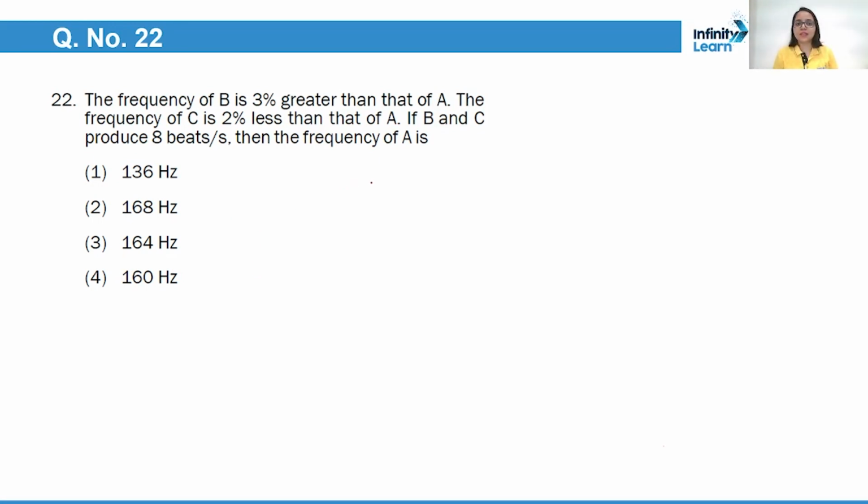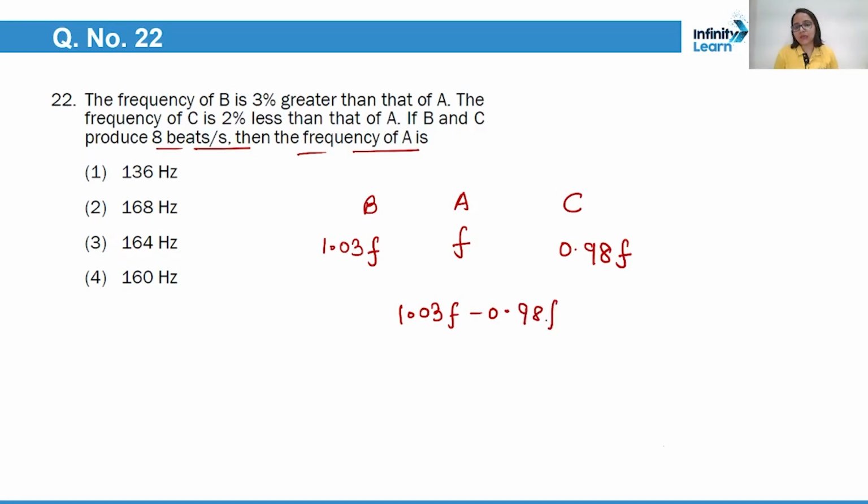The frequency of B is 3% greater than that of A. So let's say frequency of A is F and frequency of B is 1.03 F because it is 3% greater, and the frequency of C is 2% less than that of A. That means it is 0.98 F. If B and C produce 8 beats per second, the frequency of A is. So the beat frequency will be 1.03 F minus 0.98 F is equal to what? 8. So over here 0.05 F is equal to 8. So F will be 160 Hertz. So frequency of A is 160 Hertz, which is option 4.